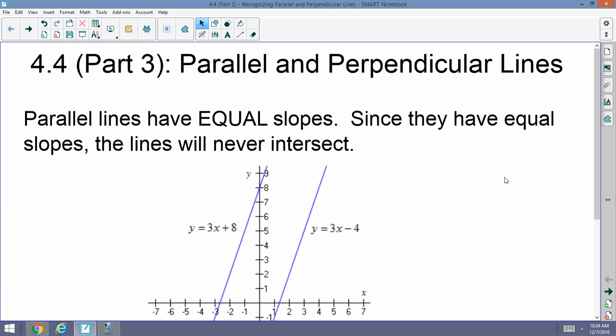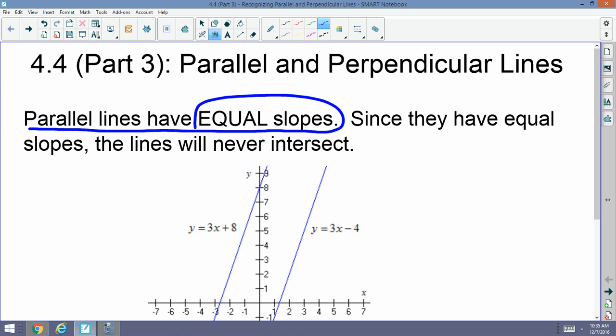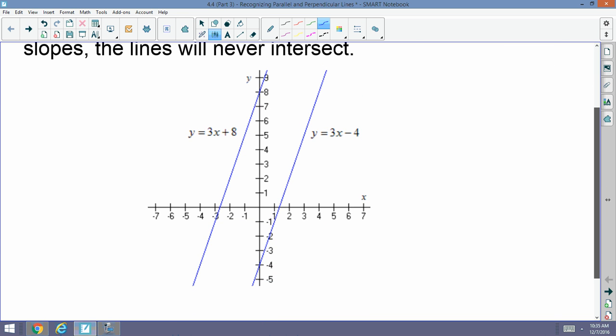So if you remember from geometry, okay, parallel lines have equal slopes. And the fact that they have equal slopes allows them to never intersect, okay? Since they have equal slopes, they will never intersect. Now, I went ahead and put a little system here of two parallel lines so that you can really understand the nuances of it. First of all, y equals 3x over here.